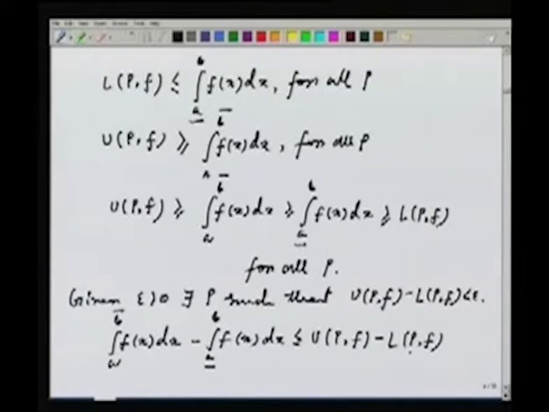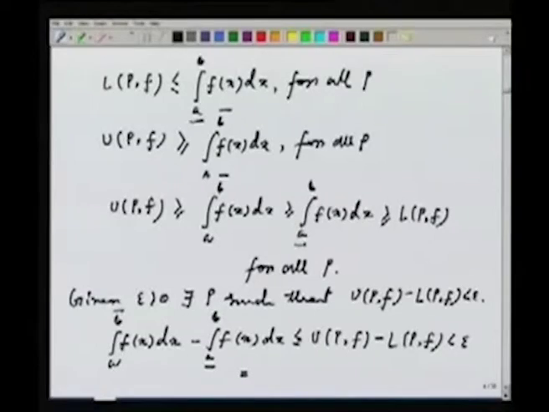But I have chosen the partition P in such a way that U(P,f) minus L(P,f) is less than epsilon. That means that this difference between the upper Riemann sum and the lower Riemann sum is less than epsilon. But this upper Riemann sum and lower Riemann sum are two absolute constants. They don't depend on anything. Given the function f, that is a constant. The difference between those two numbers is less than epsilon for all epsilon. Means what? It means both the numbers are same. So this implies the integral a to b bar of f is same as the integral a bar to b of f.